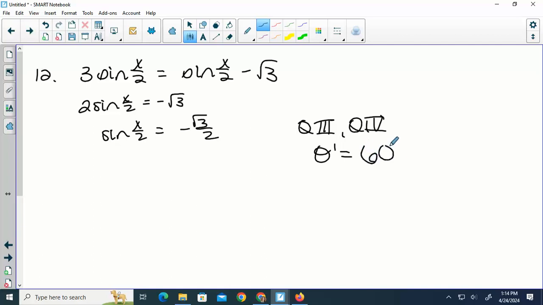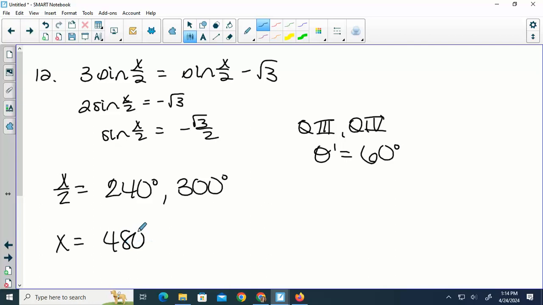60 degrees. So my angle, x over 2, could equal 240 in quadrant 3, 180 plus 60, 240. In quadrant 4, 360 minus 60 is 300. But to finish it, we have to multiply by 2. So we get 480 and 600.